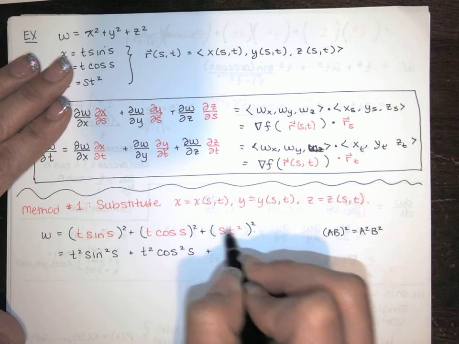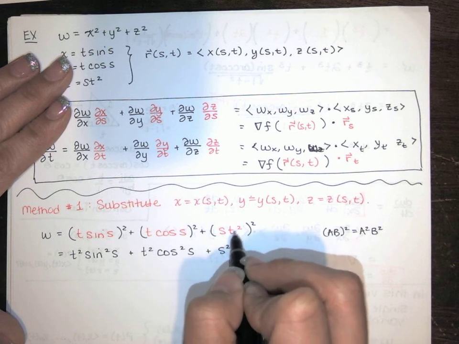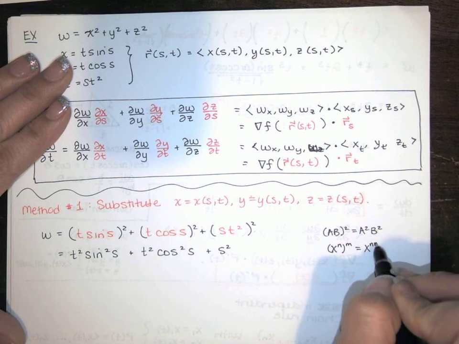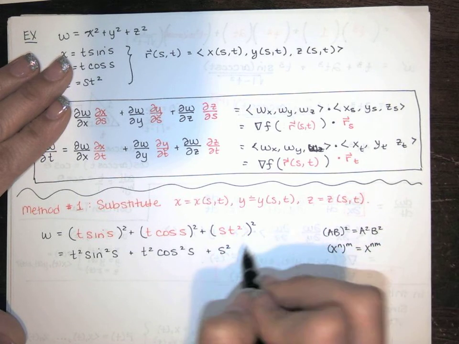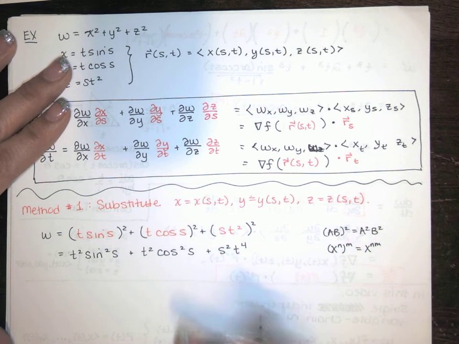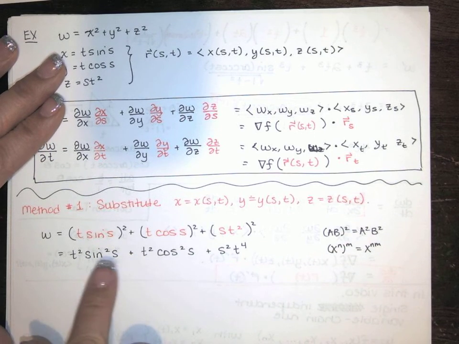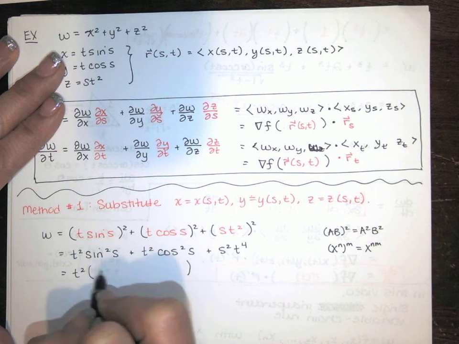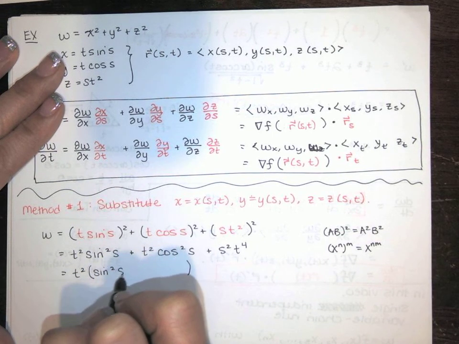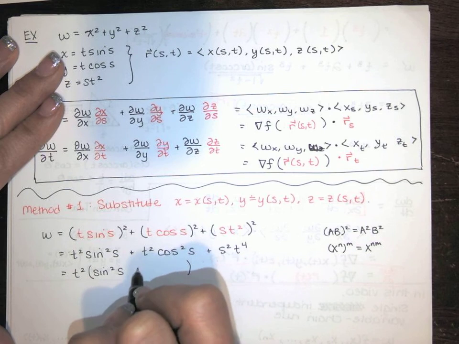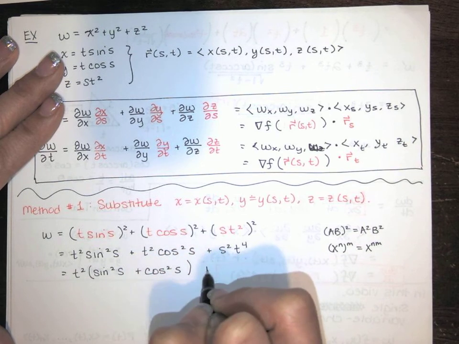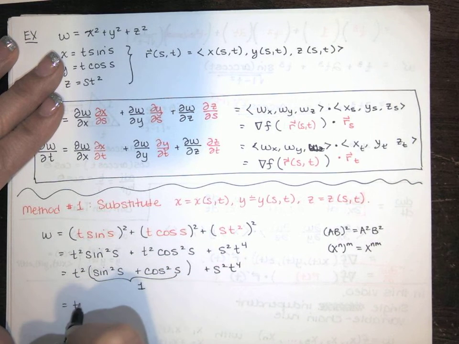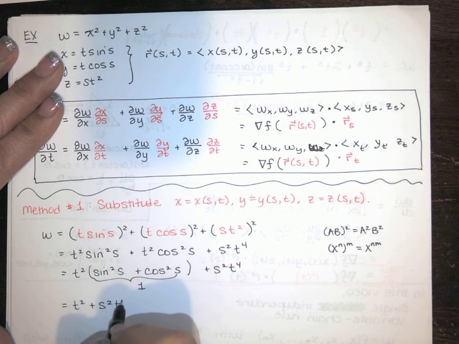And here I've got an s and I'm squaring it. And then t squared squared, that's this property. Multiply the exponents. T squared squared, that's t to the fourth. That's right there. Now this simplifies even further because these two have a t squared in common. I can factor that out. T squared times sine squared s gives me my first term, and t squared times cosine squared s gives me my second term. And this is equal to 1, so w is t squared plus s squared t to the fourth.